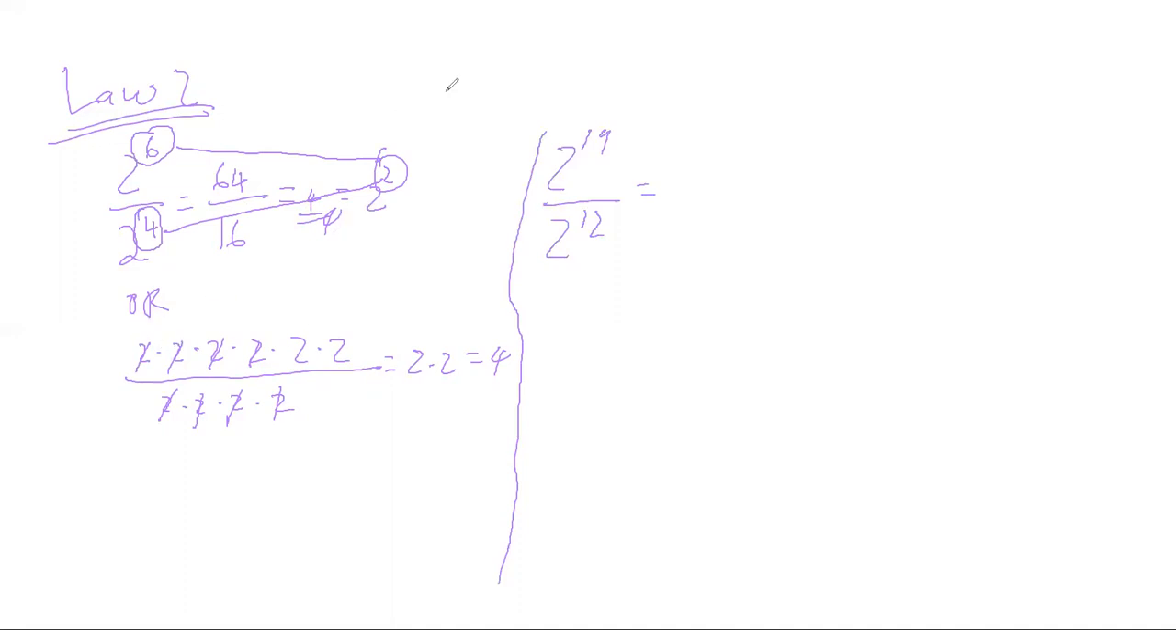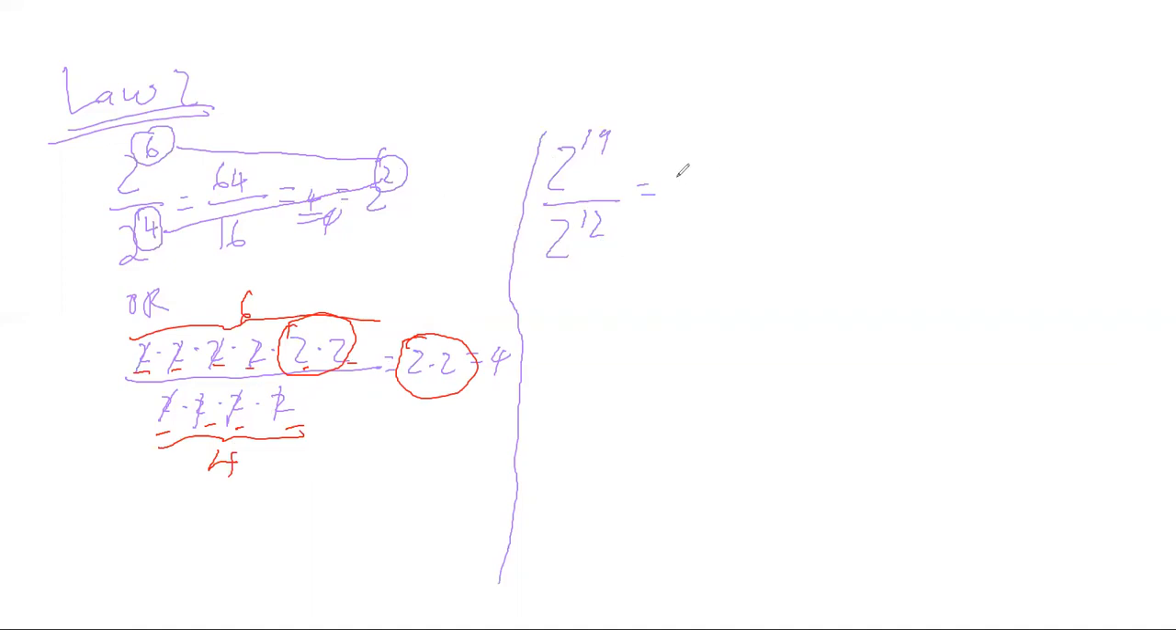I did the same thing here. Let me try and change color. I did the same thing here. 1, 2, 3, 4, 5, 6. Even 1, 2, 3, 4. So I had 4 2's in the denominator. I had 6 2's in the numerator. I am left with 2 2's. Oh, okay. There seems to be a pattern here. What is the pattern? 6 minus 4 is 2.